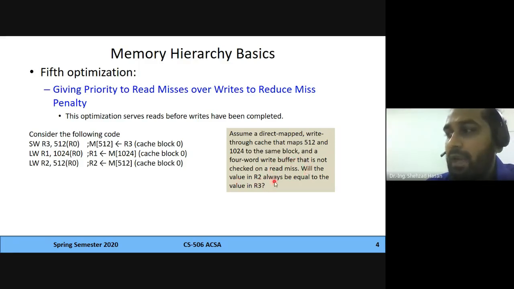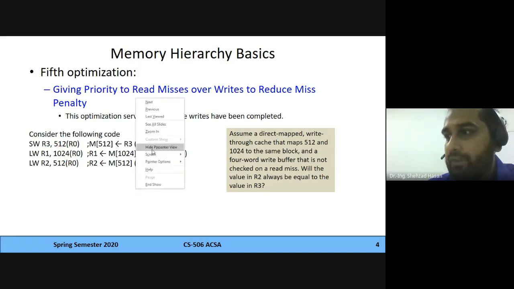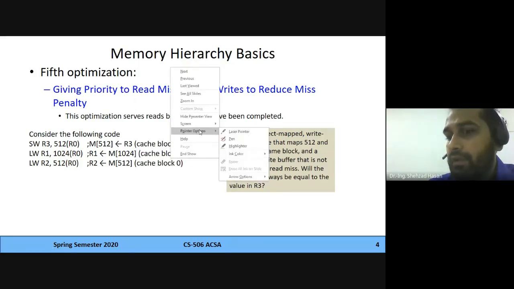Okay, so the question is, will the value in R2 always be equal to the value in R3? Now let's come back to our program here. So the question is, will the value in R2 and R3 be equal? Now let's see what's happening over here. So we are putting something in a memory location. So let me just draw it here, so it could be better understood.